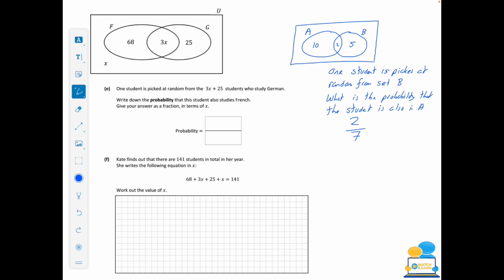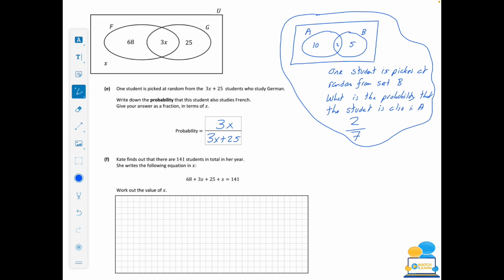Now, this is exactly what that question is asking. Okay, it's just with the x's sometimes people get confused. So one student is picked at random from 3x plus 25. So that's going to be our total number down here. Write down the probability that this student also studies French. So up here we have our 3x people who also study French, so we're going to put that on top. Okay, so what I often find helpful is to do these kind of easier examples. Think what would happen if they were easy numbers. Now we're just going to do the exact same thing if it's algebra.